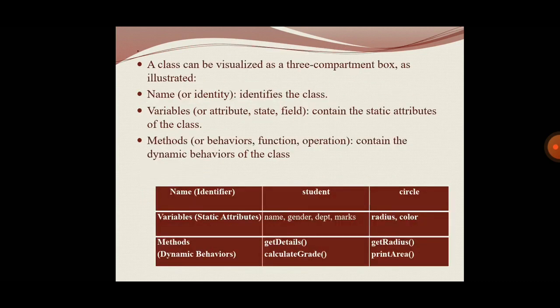A class can be visualized by three components as illustrated here. Name identifies the class, variables contain the static attributes of the class, and methods contain the dynamic behavior of the class. Examples given here are student and circle. In the student class, we have the attributes date, name, gender, department, mark, and get detail of, calculate grade of are the methods. In the circle class, we have radius and color, and get radius of and print area of are the methods.